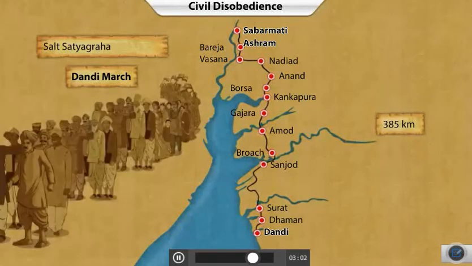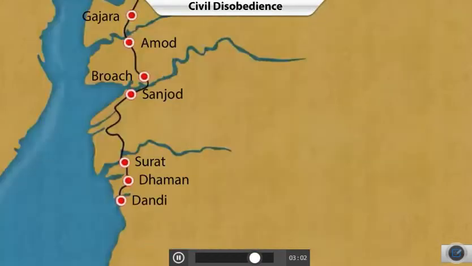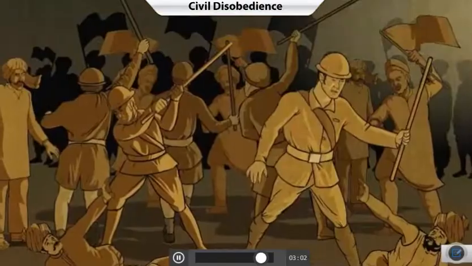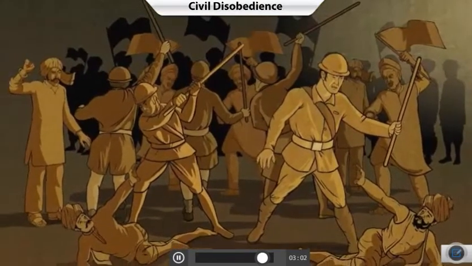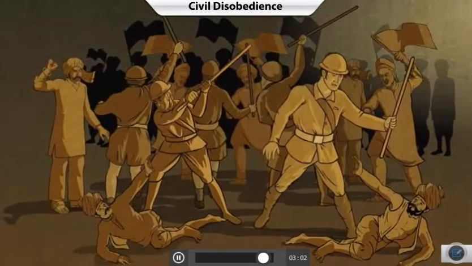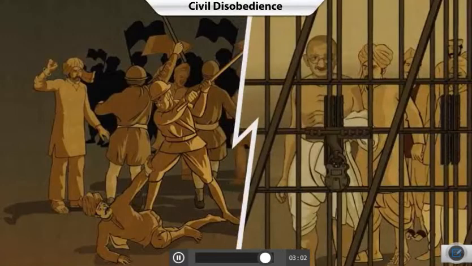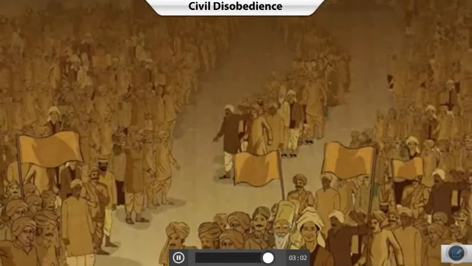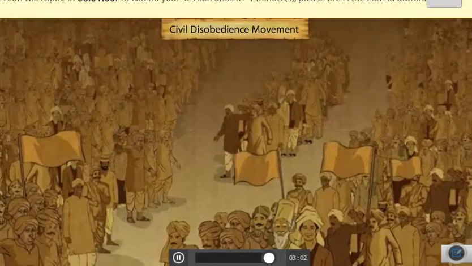Thousands of people joined them on the way. When they arrived at Dandi, they picked salt from the shore. This action stood for protest against the Salt Act. Many Indians participated in this act of revolt. British officers attacked the people at Dandi in order to stop the movement. Many people were hurt. Mahatma Gandhi and other leaders were arrested. However, the Dandi March was just the beginning of the civil disobedience movement.